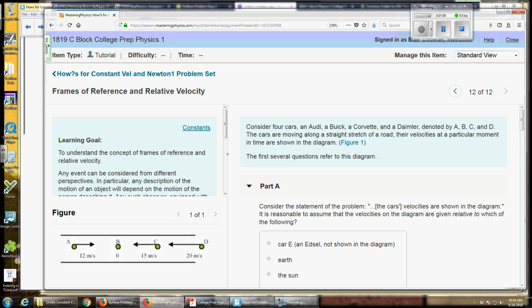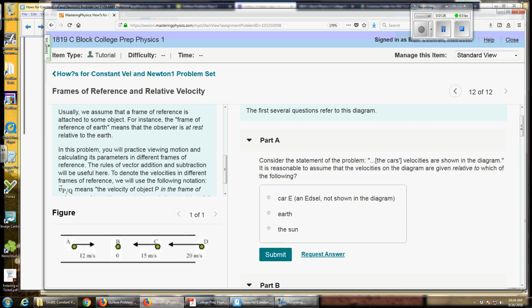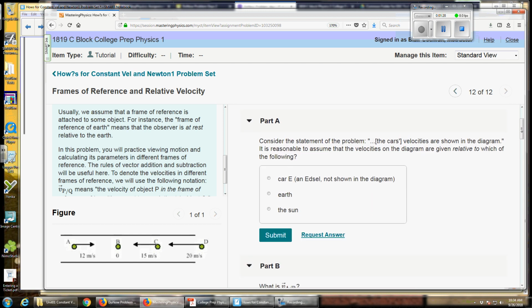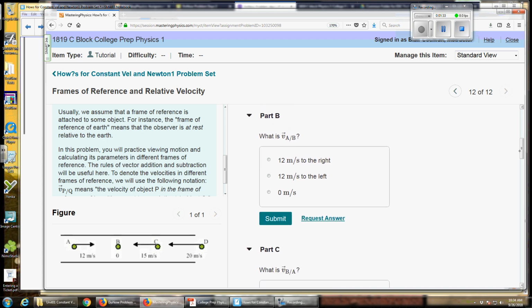Well, I think A you can kind of answer on your own, to be honest. What frame of reference do you think those measurements are from? What do you think? What is our kind of default frame of reference? So why don't we do part B? Okay. So for part B, the question asks, what's the velocity of car A with respect to car B?